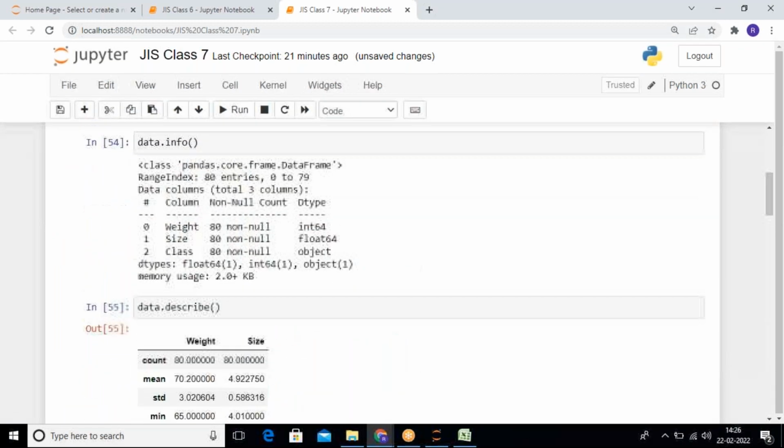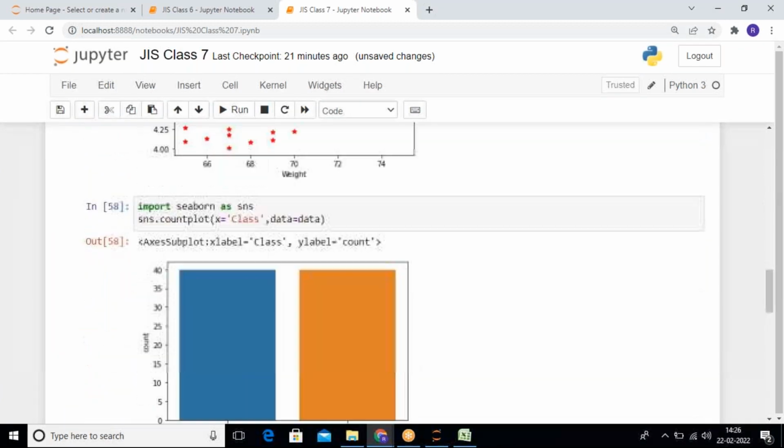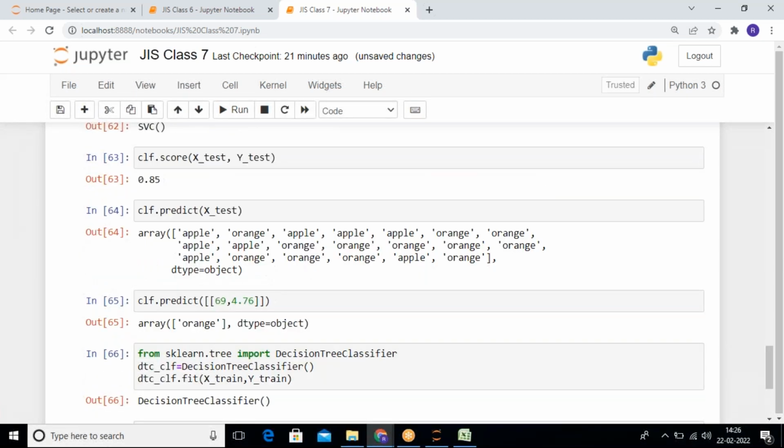Sir, can we use kernel value over there in decision tree? No, in decision tree you cannot use kernel value. Decision tree is basically based on two parameters: one is the information gain and the other one is the Gini index. Here we are using information gain. You cannot use kernel over here.